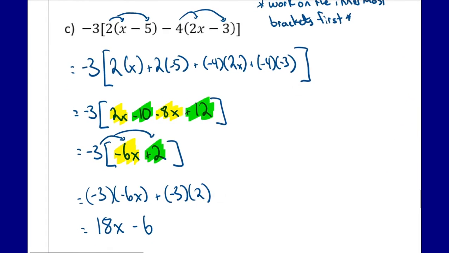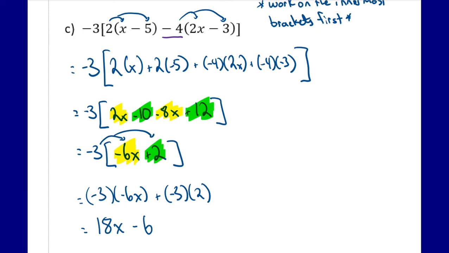So what we did first was we worked on the innermost brackets. So we worked on the multiplication on the inside first. So again, we used the distributive property. We did the 2x, or 2 times x, 2 times negative 5, and then here, what we did was we included the negative with the 4 when we multiplied it through. So negative 4 times 2x, negative 4 times negative 3.